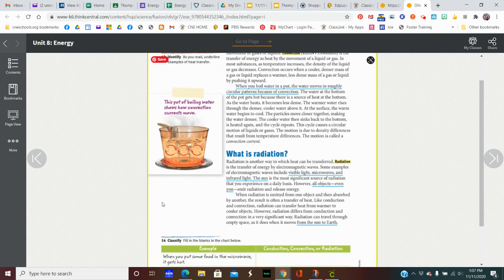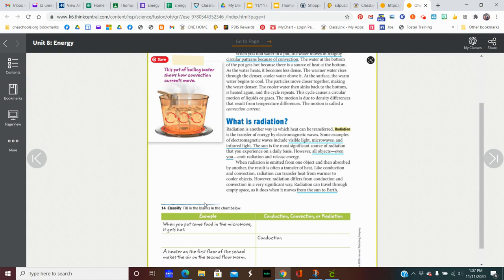Let's talk about radiation. Radiation is another way in which heat can be transferred. Radiation is the transfer of energy by electromagnetic waves. Some examples of electromagnetic waves include visible light, microwaves, and infrared light. The sun is the most significant source of radiation that you'll experience on a daily basis. However, all objects, even you, emit radiation and release energy.